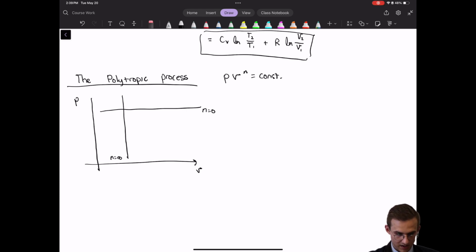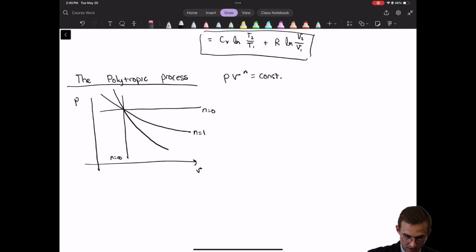You have N equals 1. So this is a 1 over V behavior here. Let me actually rewrite this, it's a little messy. So this is the N equals 1 case, P goes as 1 over V. And then you have a little bit steeper one, which is N equal to gamma.